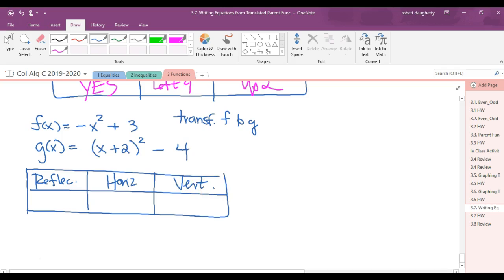Okay, so somebody tell me, did it reflect? Yes, and what is your clue? Yeah, the signs have changed, so yes, this was a reflection. Did it move horizontally? What happened? In the parentheses, what number happened? Yeah, +2, what happened?